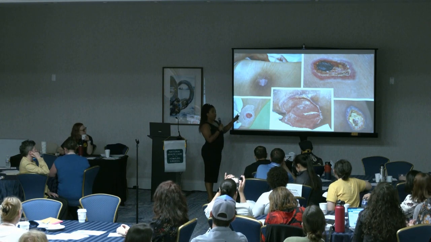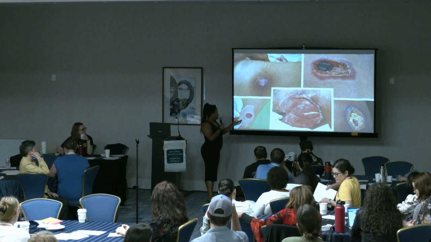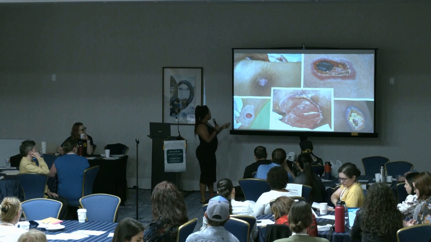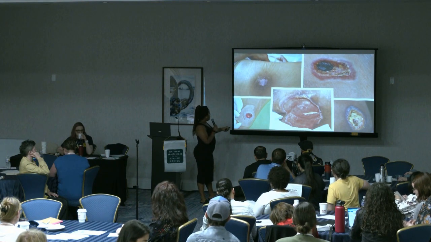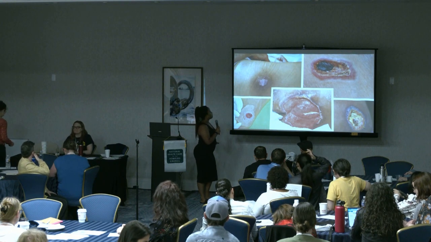Very red, bright red. If you look a little bit, you see in here, I'll use this pointer because I want to try to be fancy. In here, it's bumpy, right? That's healthy granulation tissue.